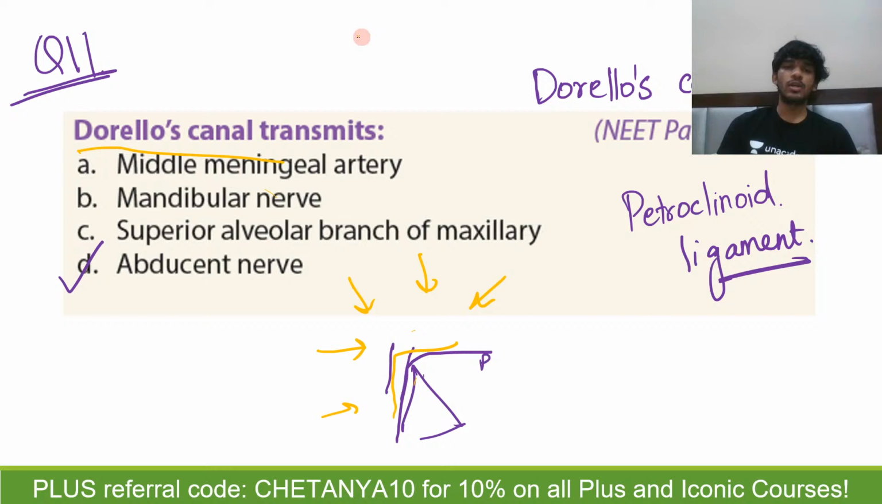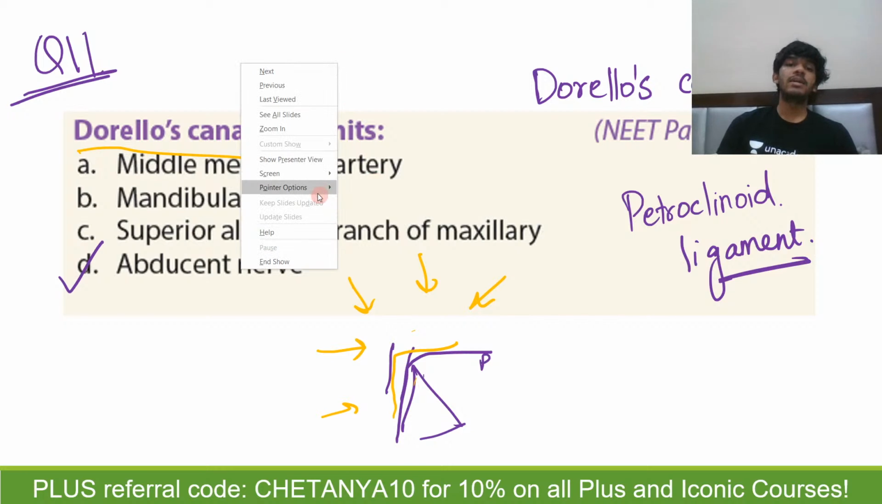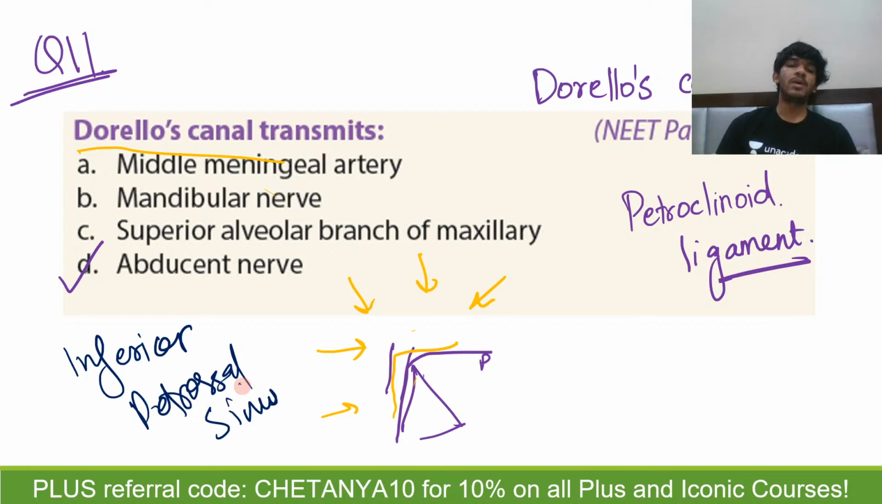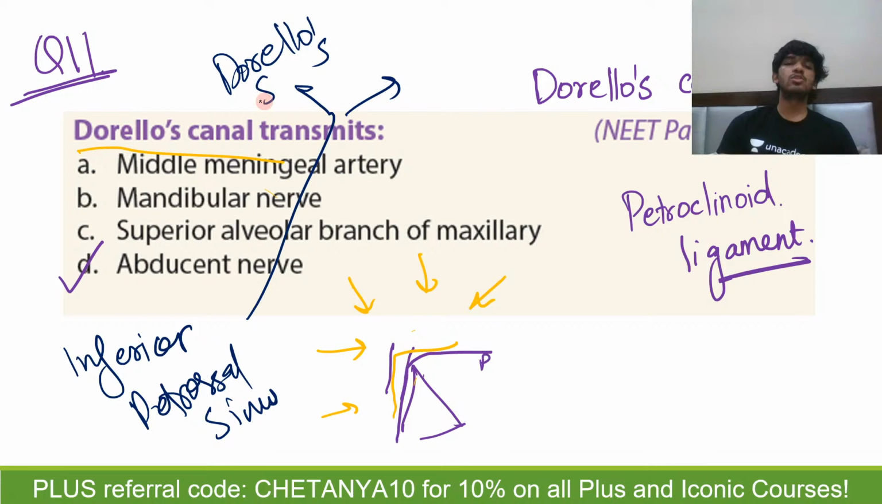So this was asked in NEET 2015. If it gets repeated, they might ask the other content of the Dorello's canal, and that will be your inferior petrosal sinus. So now you know the two locations where the inferior petrosal sinus passes. It passes through the Dorello's canal, and it also passes through the anterior part of the jugular foramen.